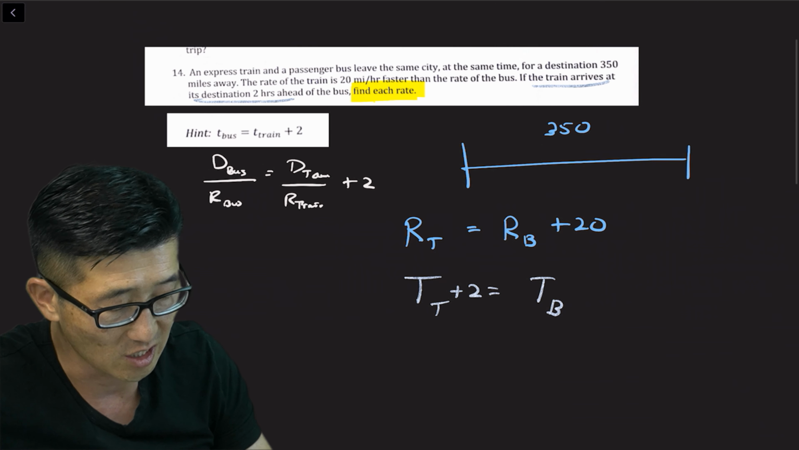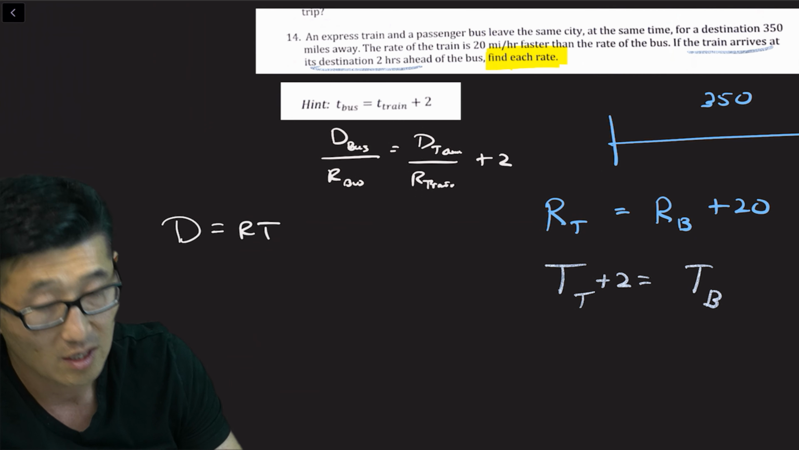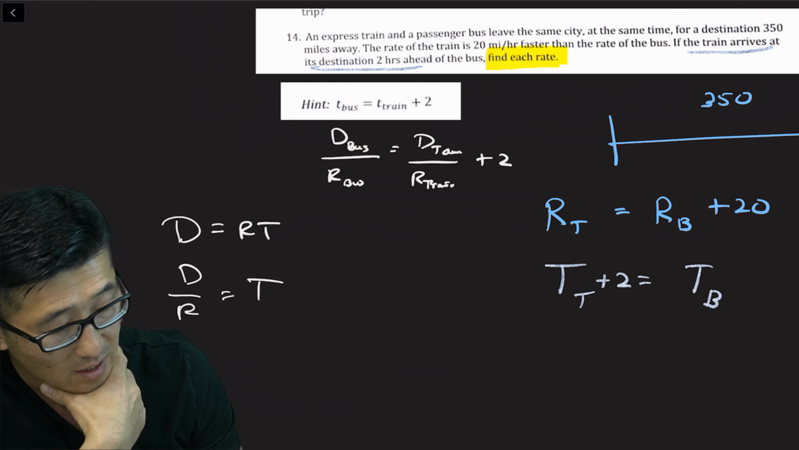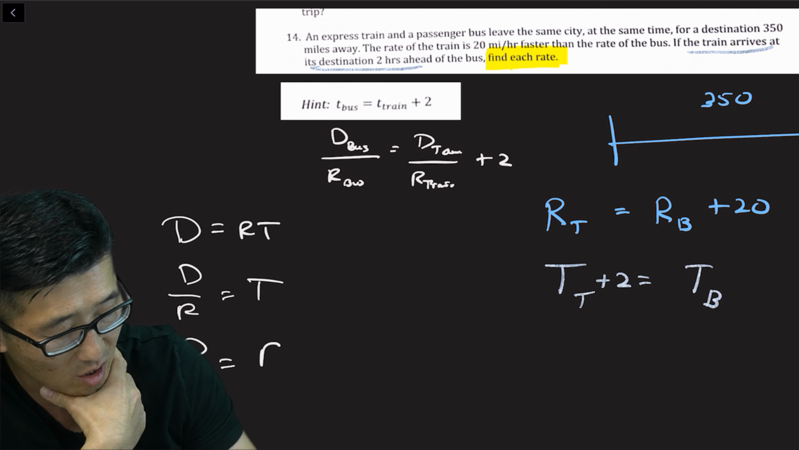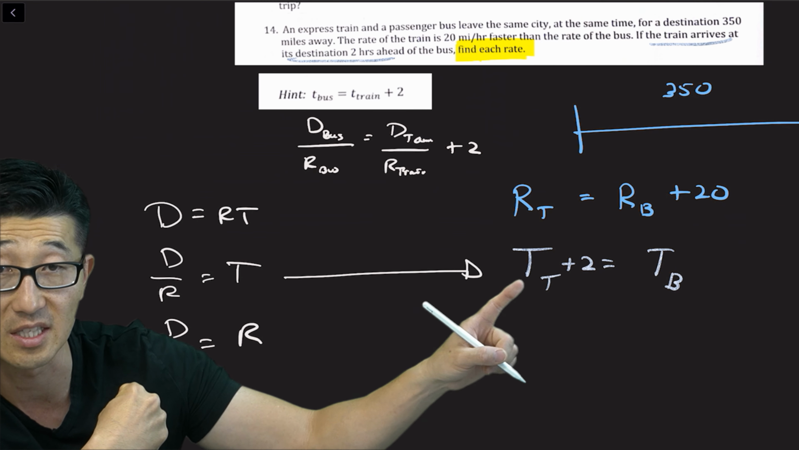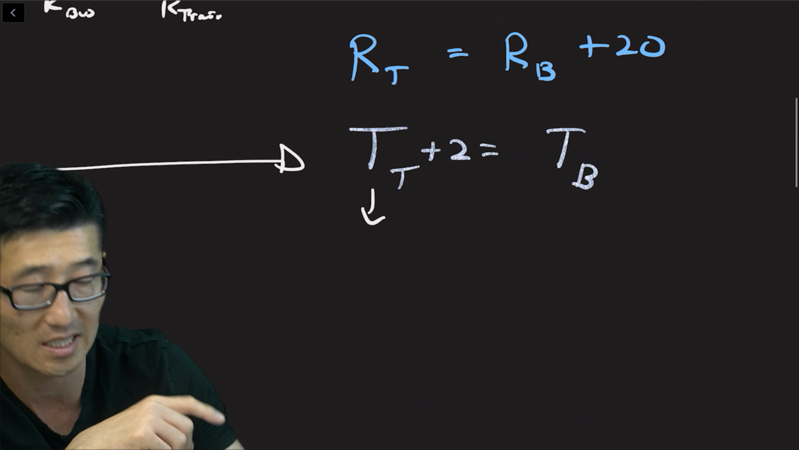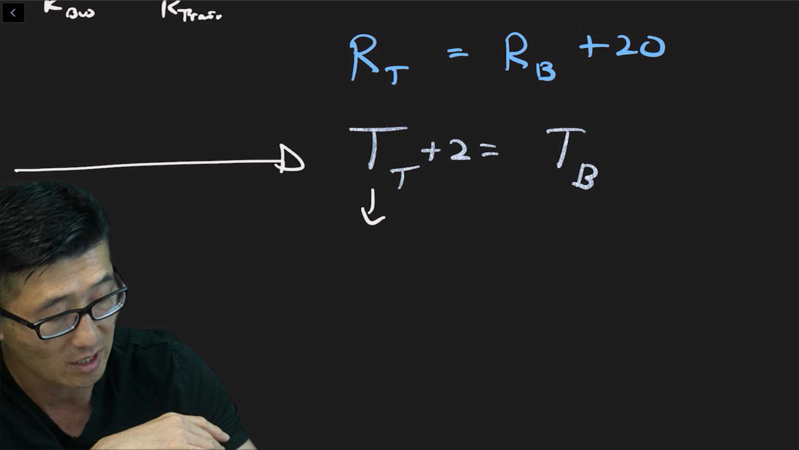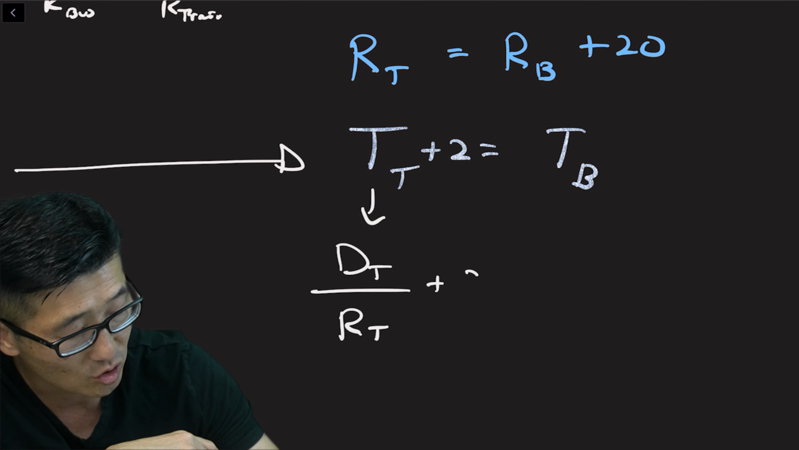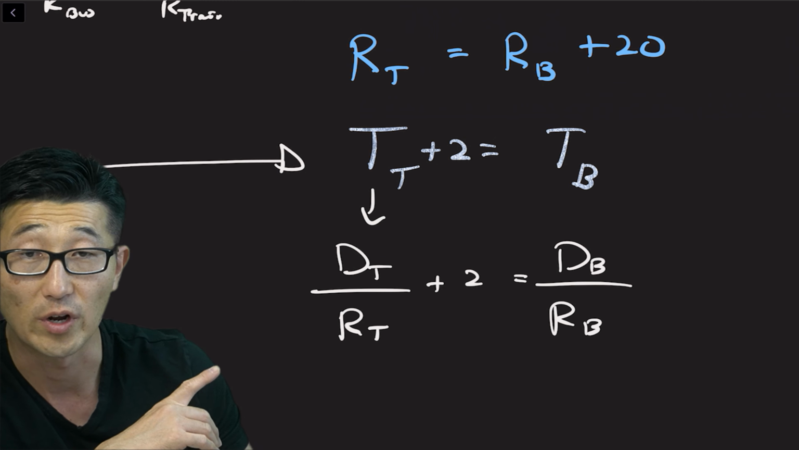Okay, so what is T equal to again? So let's review our equations. D is equal to RT. If you divide both sides by R, this will be D over R is equal to T, and D over T is equal to R. Which one are we going to use? I'm going to use this one. So I'm going to replace the T's with D over R. So I'll replace T, the time of the train, and write distance of train divided by the rate of the train plus 2 equals the distance of the bus divided by the rate of the bus.